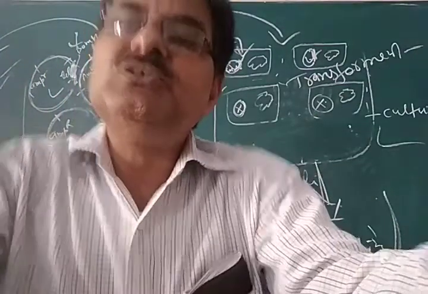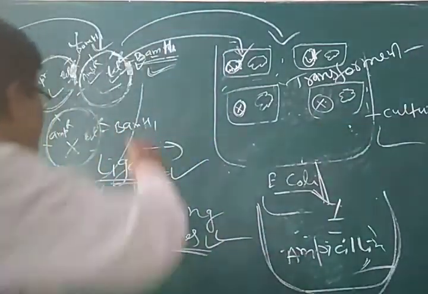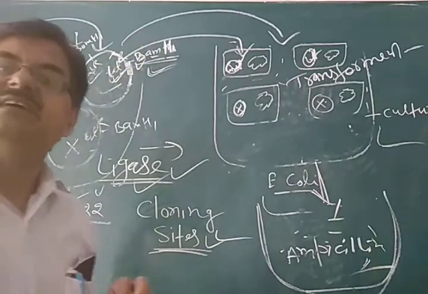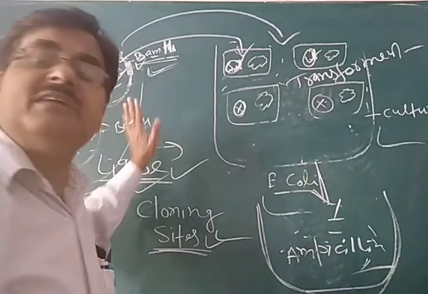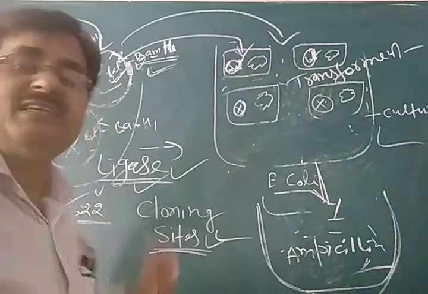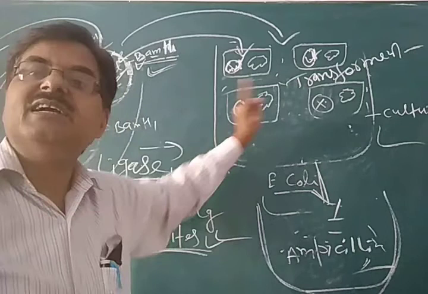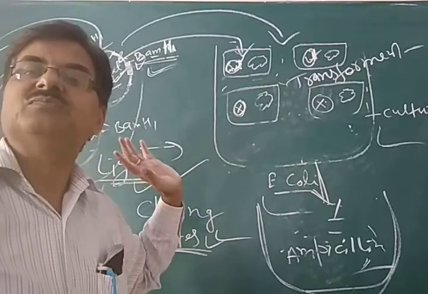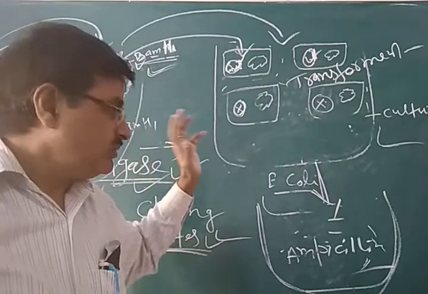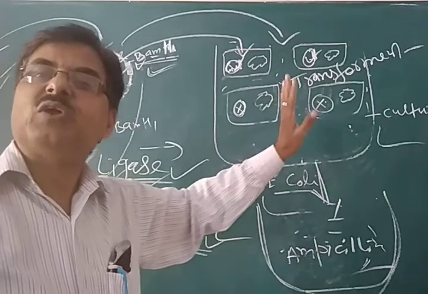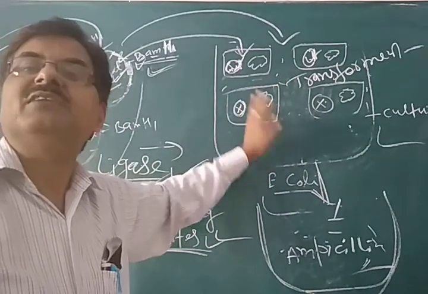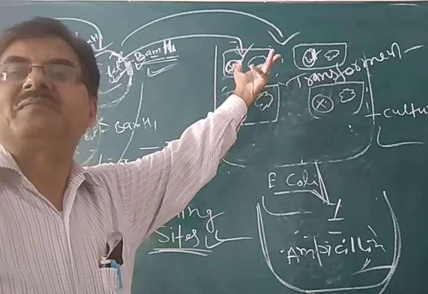Now in the next video, we'll learn about the importance of the other gene. In this video, we learned the importance of the ampicillin resistance gene because this gene helped us to differentiate transformant and non-transformant, or to eliminate the non-transformant and selectively permit the growth of transformant.